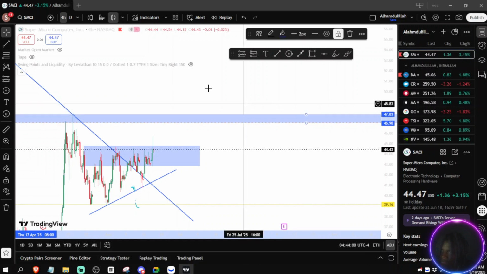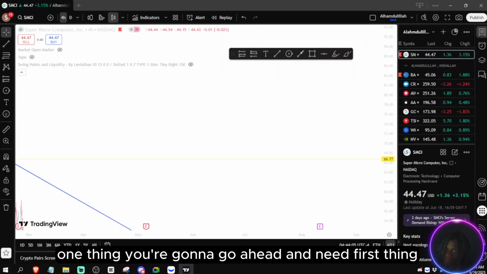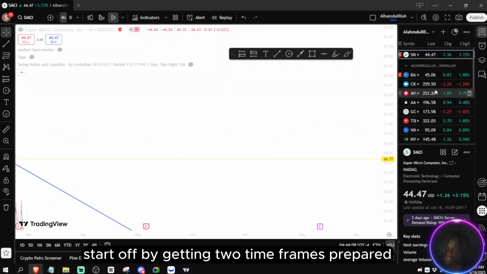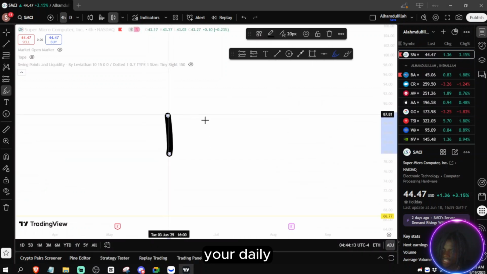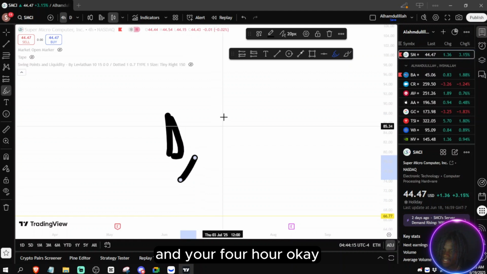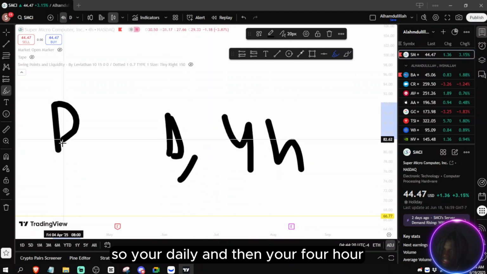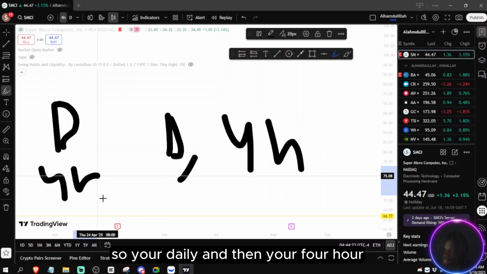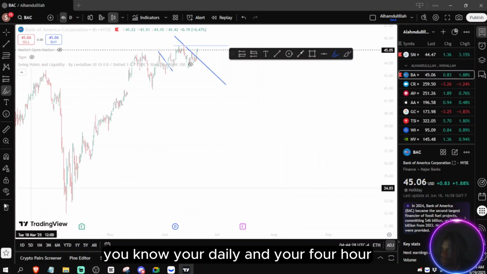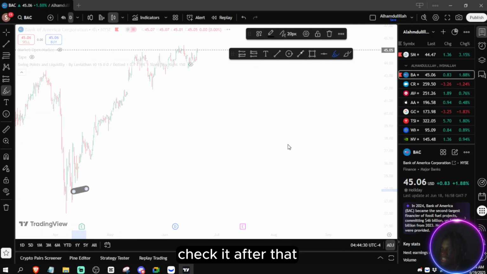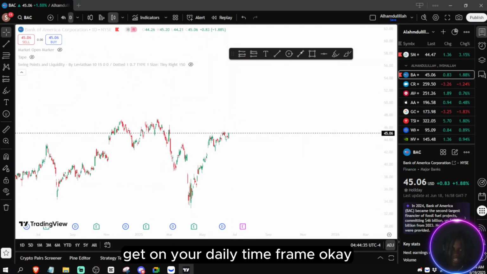Okay, so let me show you guys how to trade trend lines. What you're going to go ahead and need, time frames. First thing, start off by getting 2 time frames prepared: your daily and your 4 hour. These are the 2 time frames you're going to be using. After that, I like to start on the daily time frame. Find yourself a stock that you like and get on your daily time frame.